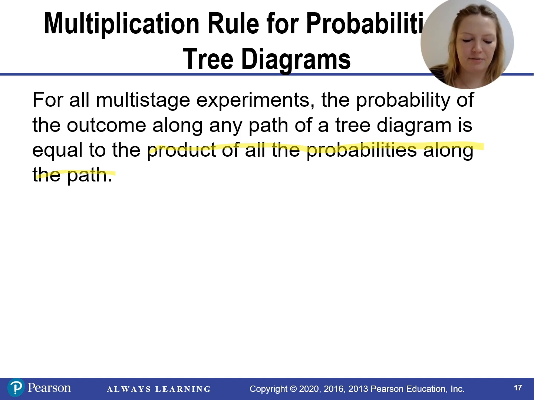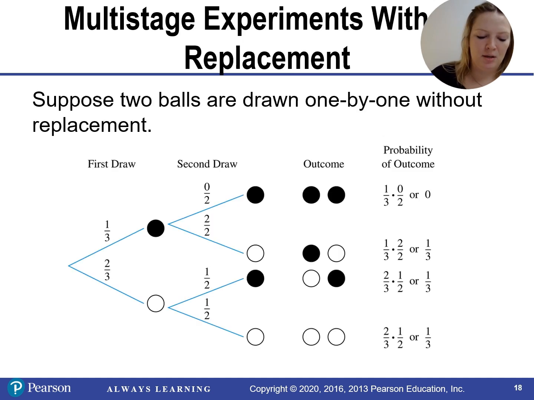So let's think about a different possible scenario. In the scenario I just talked about, we put the ball back in after we record its color. However, we had a different option, which is we draw the ball, we record the color, and then we leave it out of the box. We don't put it back in. So that would be without replacement.